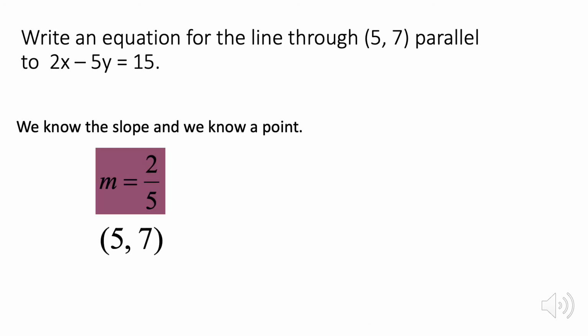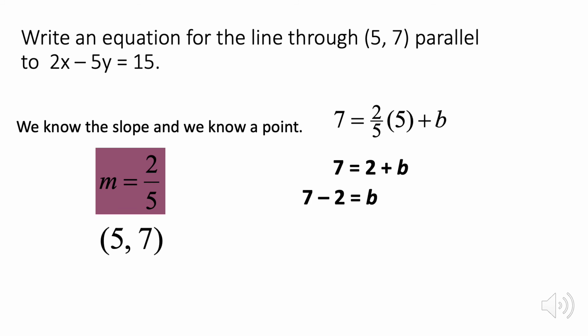So we already know the slope, 2/5, and a point (5, 7). So therefore, from the form y equals mx plus b, we're going to substitute it there. So we have 7 is our y equals 2/5 times 5, so that we could find the y-intercept b. So we have 2 plus b equals 7, or you have b equals 5. So therefore, our equation would be y equals 2/5 x plus 5.